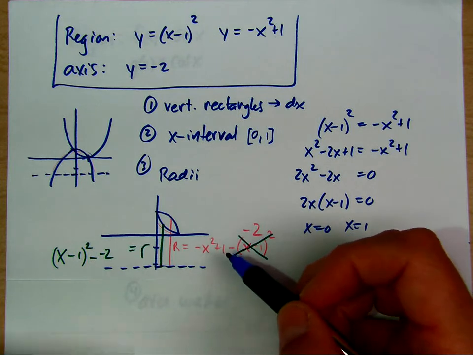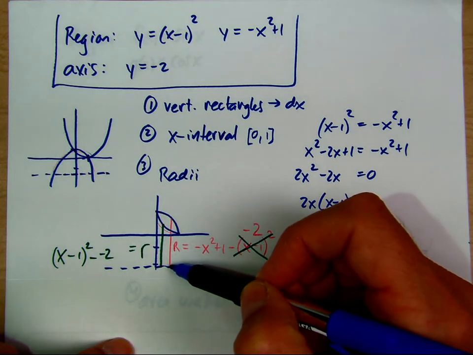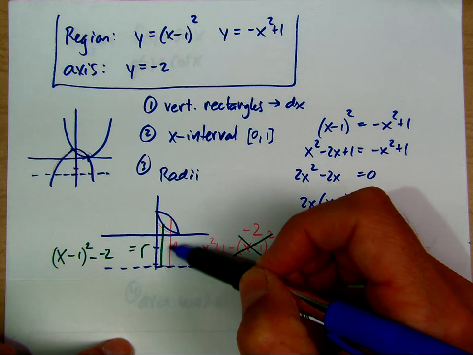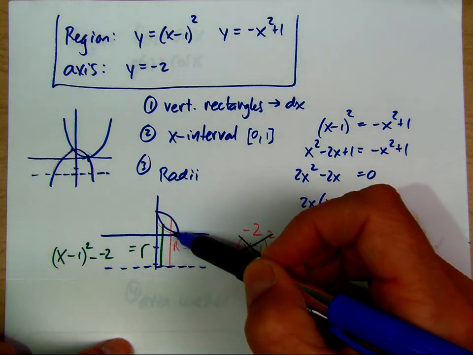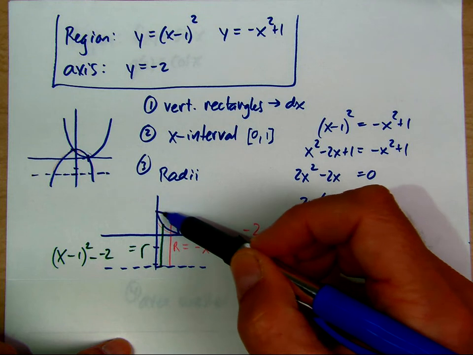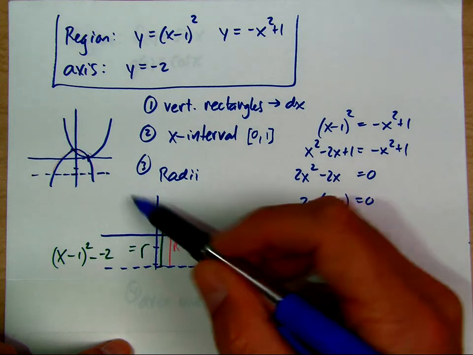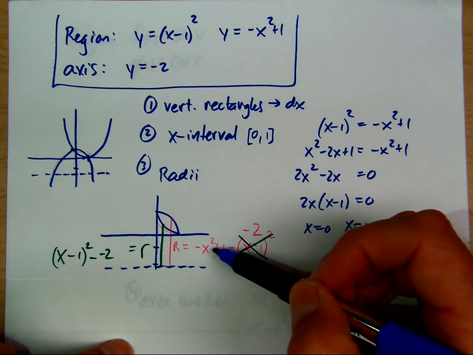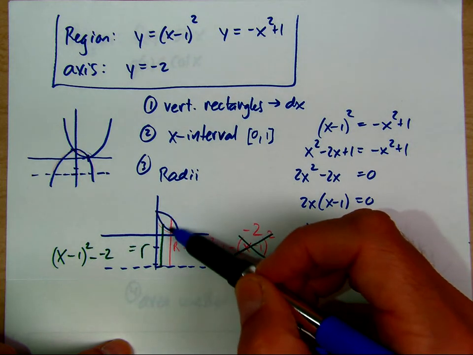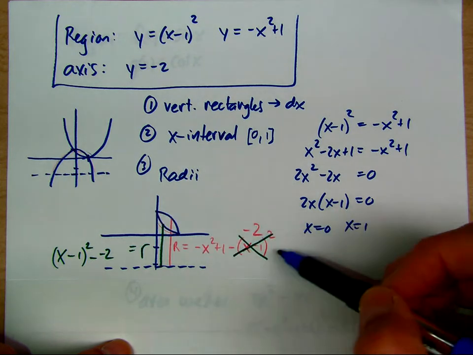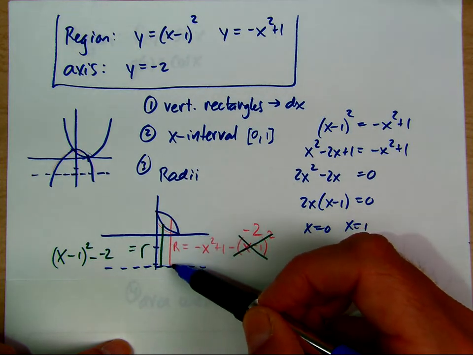When I was doing this, I made a mistake here. Big R is from the axis to the furthest part of the region, and that's going to be top. The top of that line is the reflected parabola. My mistake was I made the bottom of the line the other function, which it shouldn't be. The bottom of the red line is -2.